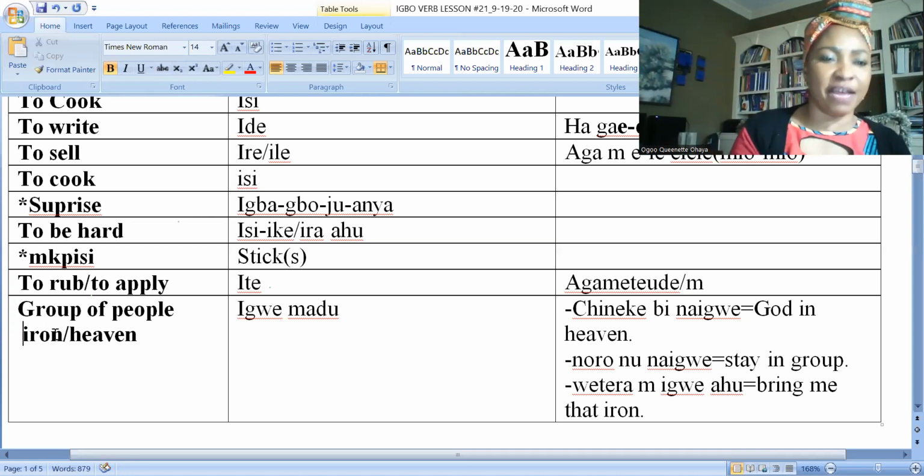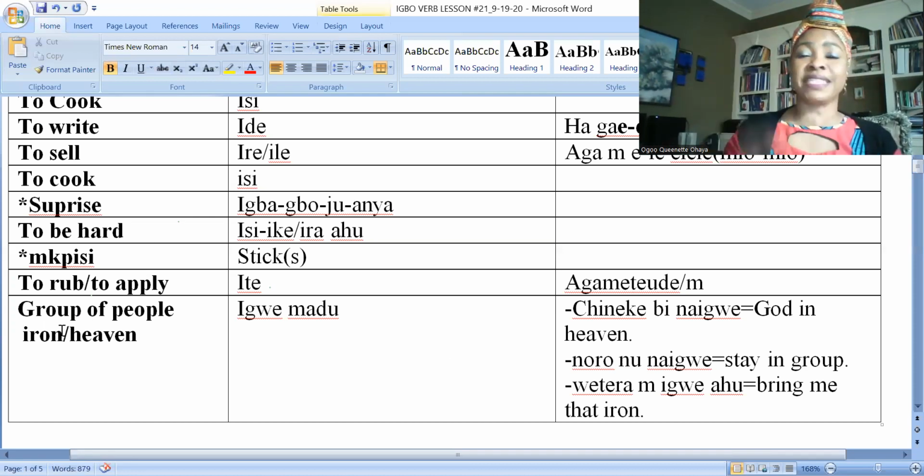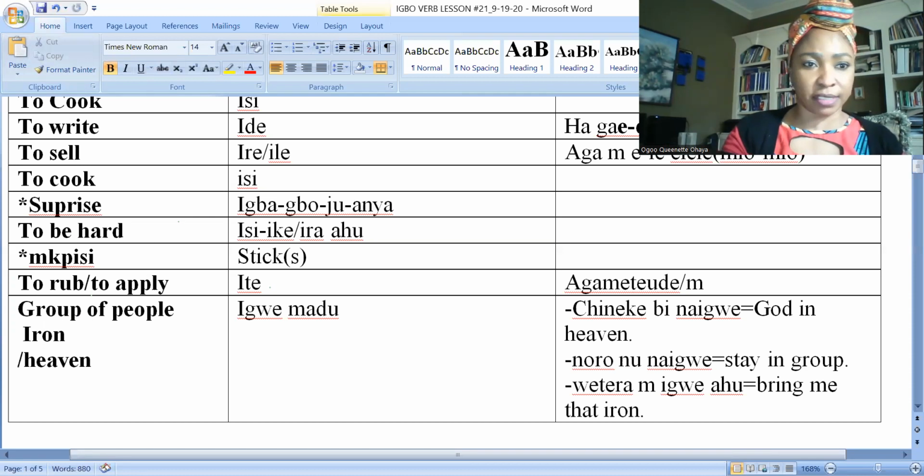So let me remove heaven. Heaven also means Igwe. So I need you to pay attention to the sound. Because if you don't pay attention to the sound, you think that they mean the same. No, they don't mean the same thing. So we're going to get this one down here.